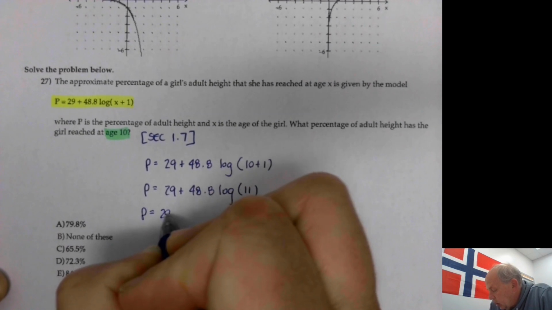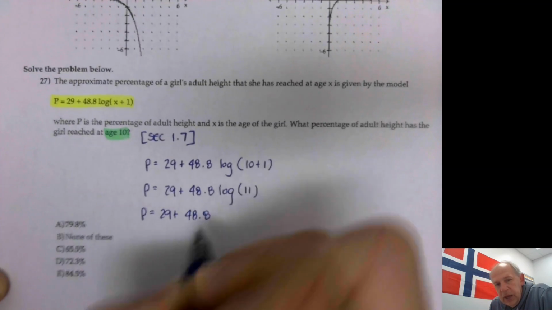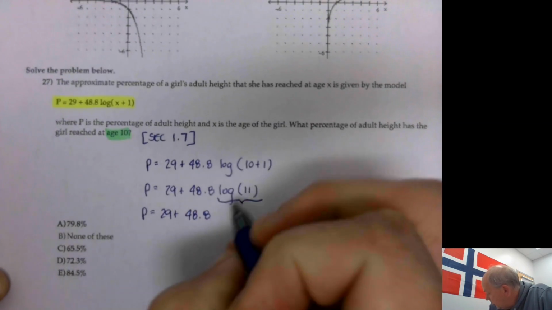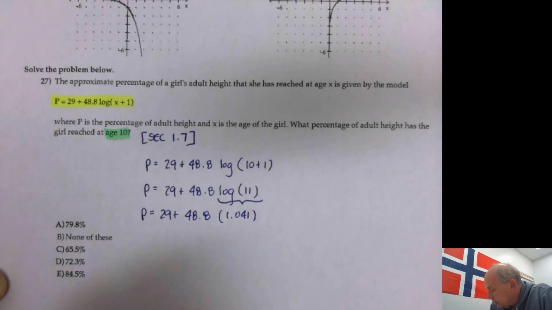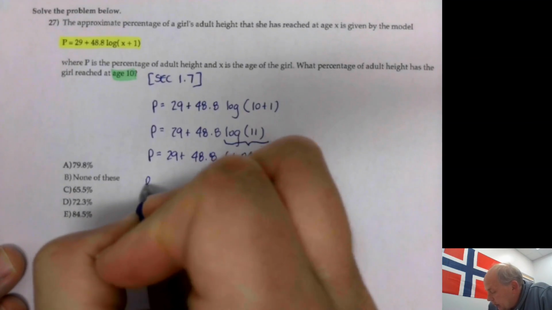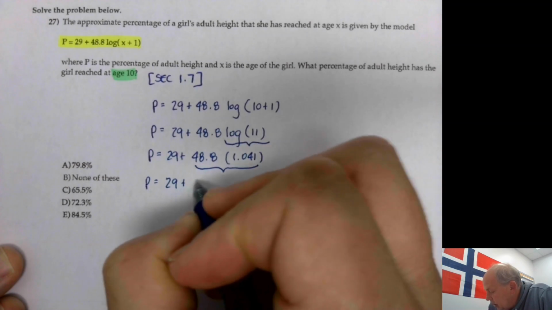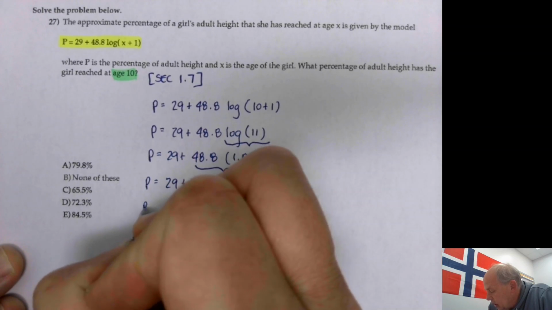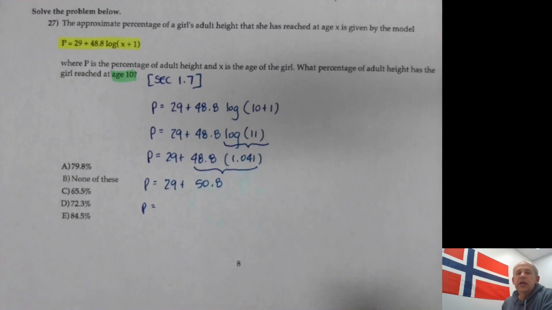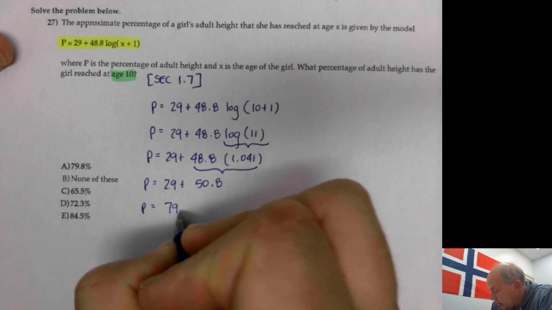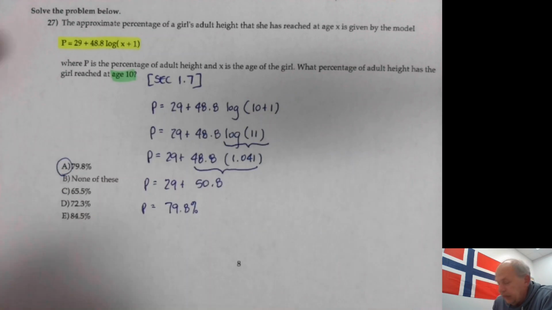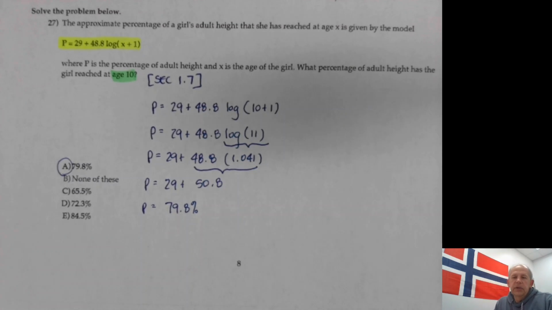Calculators. The log of 11 in my calculator is 1.041. Multiplying by 48.8 and adding 29, I would have about 79.8%. A 10-year-old female has reached 79.8% of her final adult height. So there is how you would do that one and all of these problems on this practice test. If you know how to do the problems on the practice test, you'll do fantastic on the real test on chapter 1.